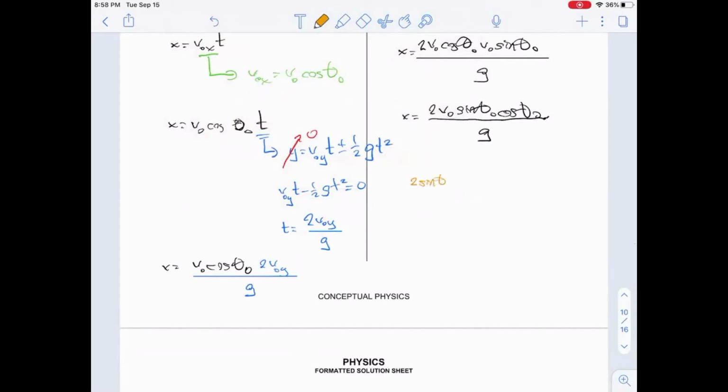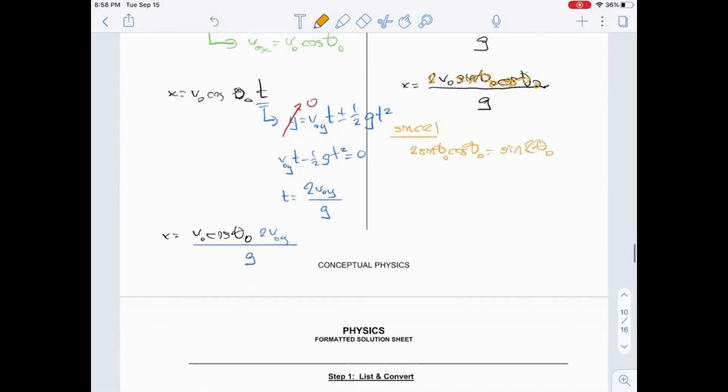Give yourself 10 points for that one. I mean, some people remember it, most people don't. Okay, so this 2 times sine of the angle times the cosine of the angle is going to be the sine of twice the angle. Bam. I'm almost done. So x is going to be V0 squared times sine of double the initial angle divided by g.